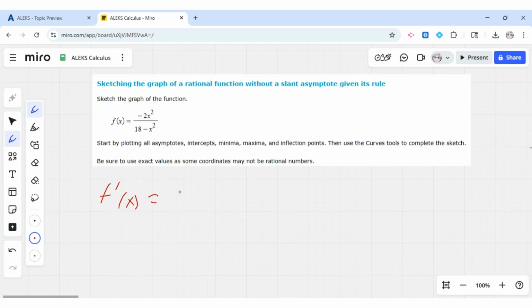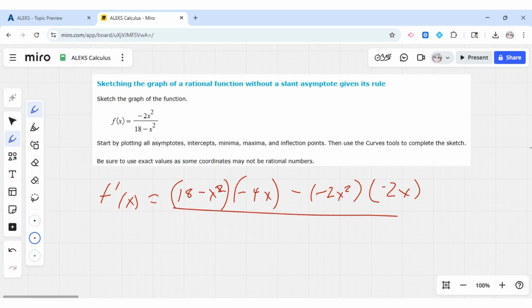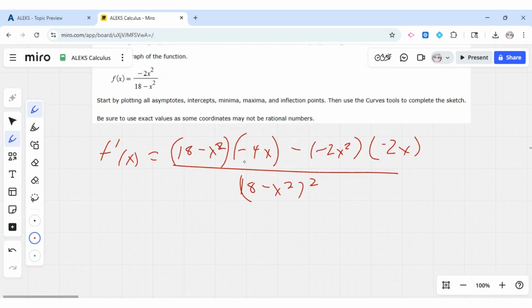So let's see, this is going to be low times the derivative of what's on top. So negative 4x minus what's on top, negative 2x squared, times the derivative of what's on the bottom, which is negative 2x, and all that's going to go over what's on the bottom squared. So that squared. Okay, so that's our first derivative. I think we can simplify this a little bit.